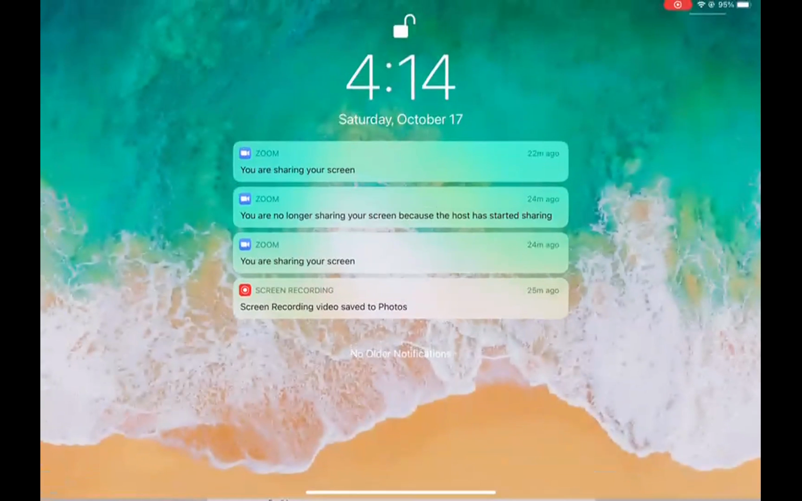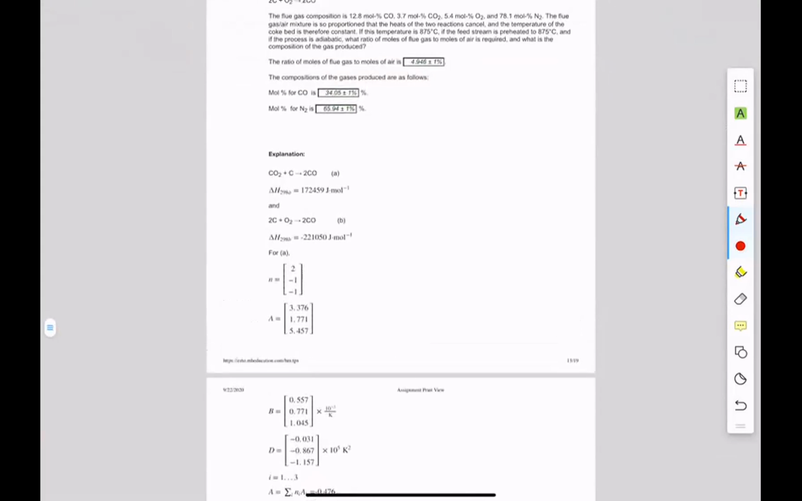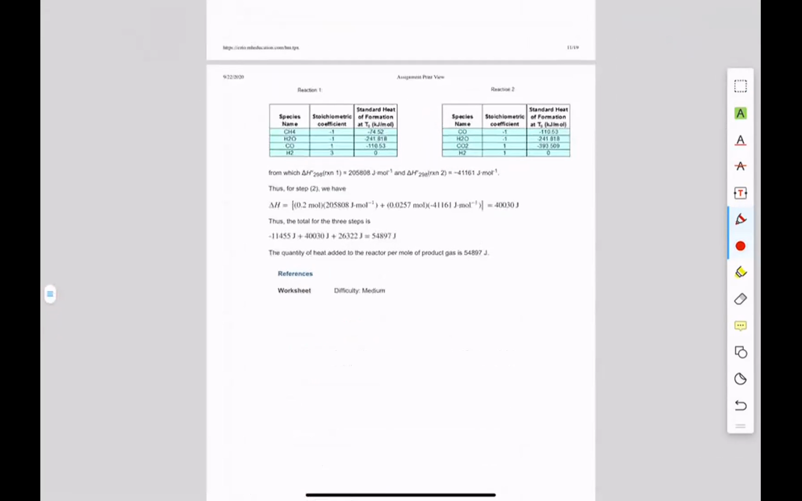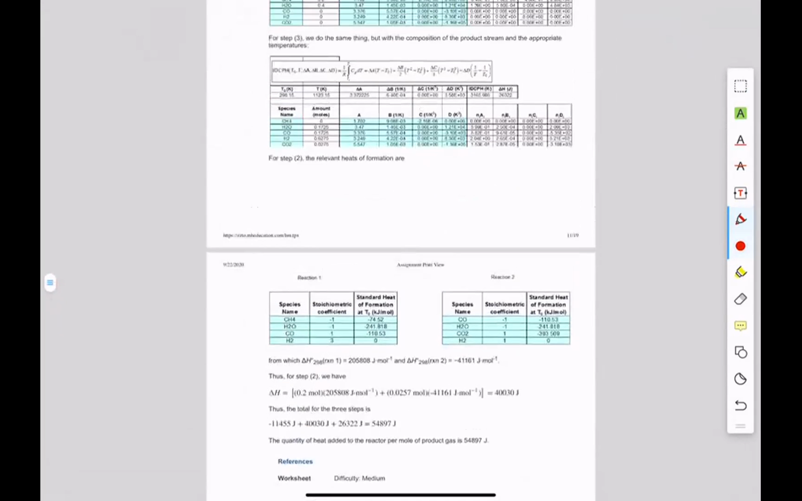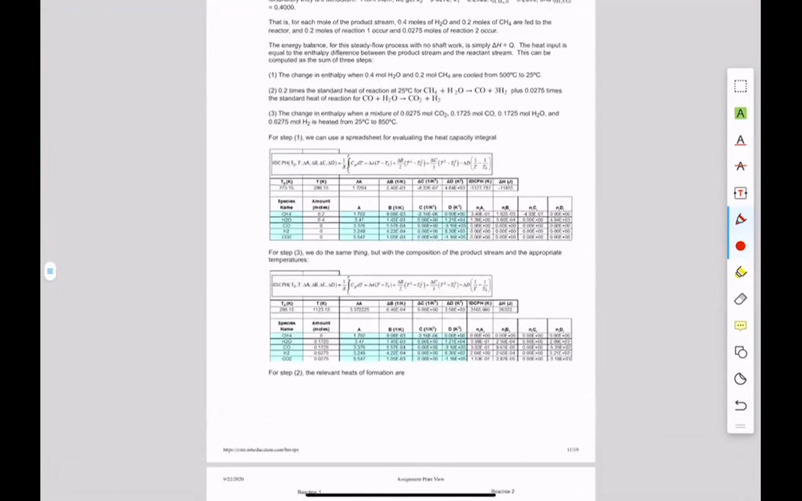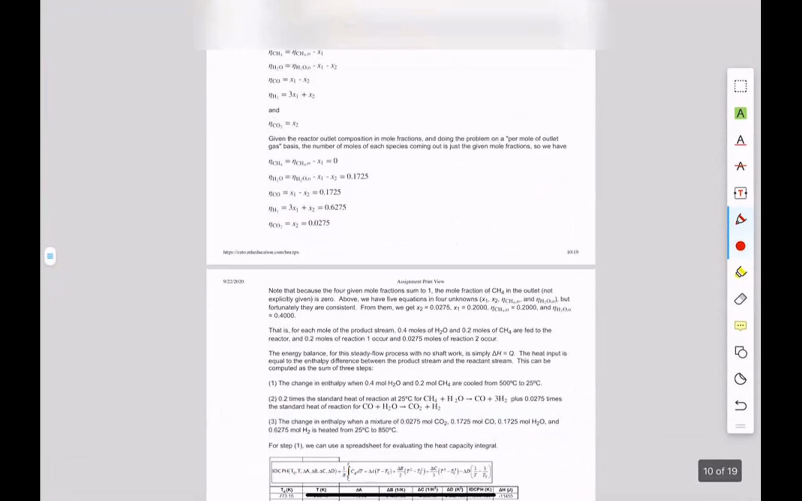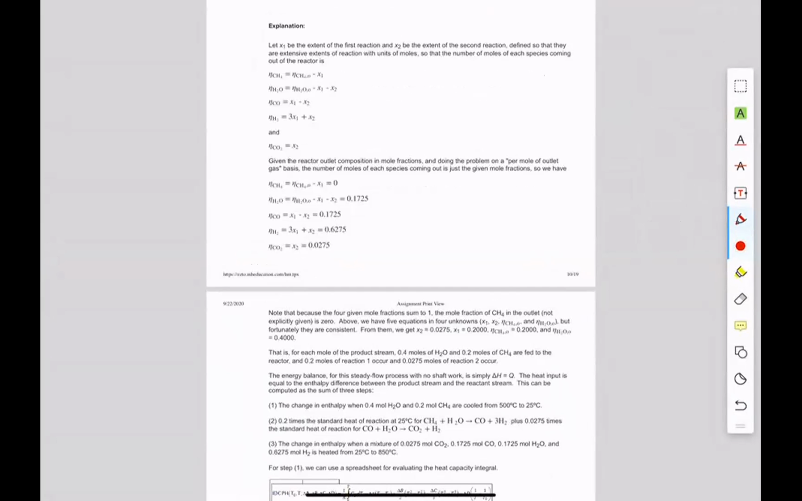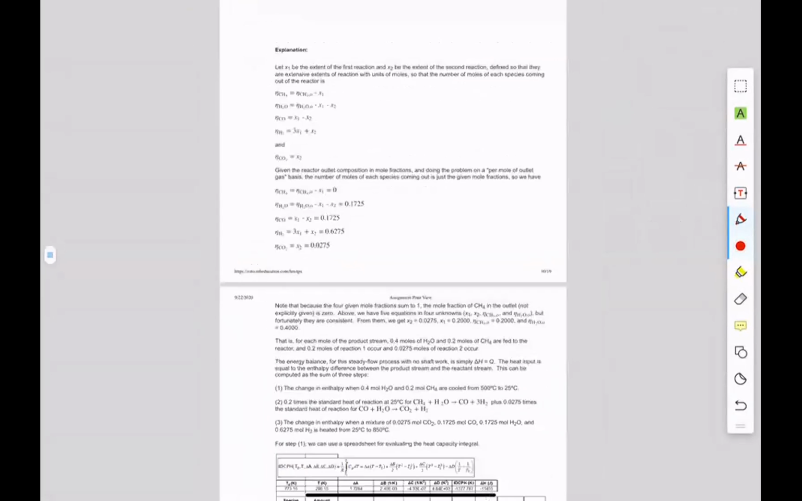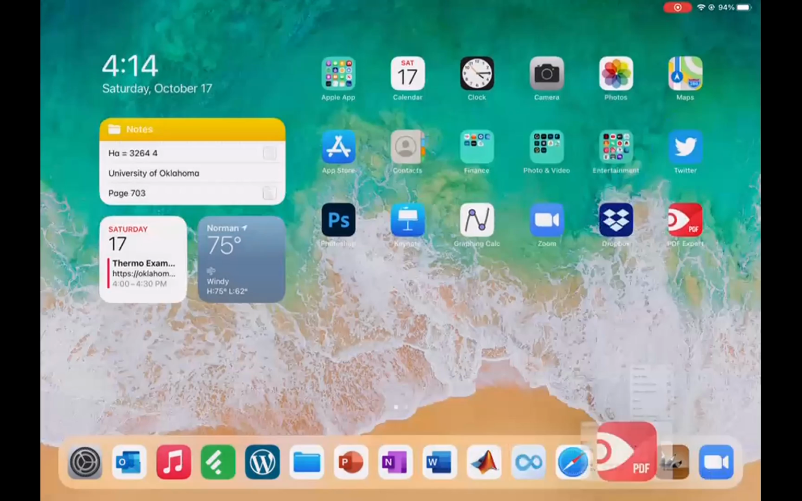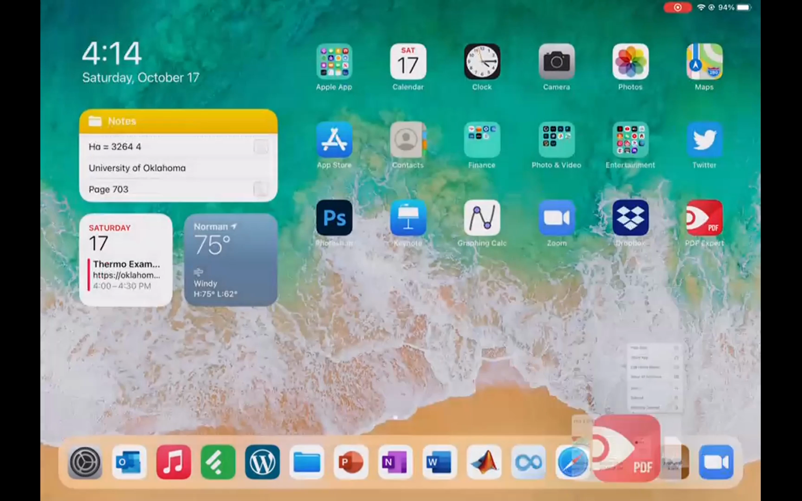How do I go back to my screen? Let me see how I can go back to the tabs. I can switch this. Okay.